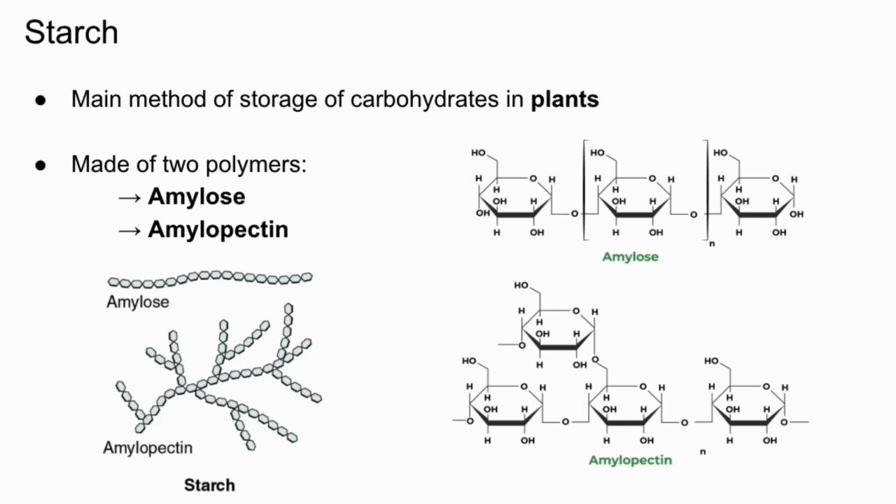Most importantly, starch is not a single polymer. It's a mixture of two distinct glucose polymers, which are known as amylose and amylopectin. Now, both of the polymers are built exclusively from alpha glucose, but they do differ in structure, and the structural differences explain how starch functions to be such an effective storage molecule.